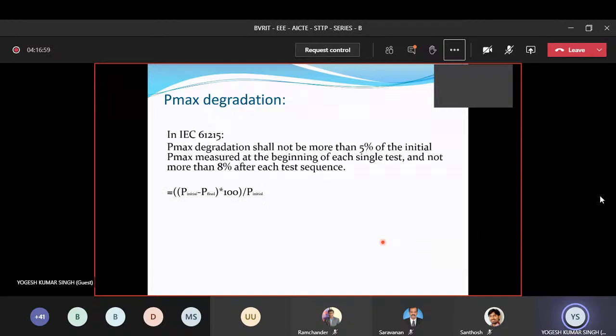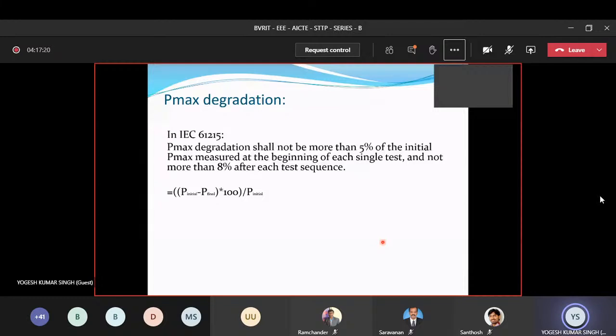Now how can you define the degradation value? You just take two values, one is the power on the initial basis and the other is the power on the final basis. So you take initial minus final, divide by P initial, multiply by 100, so you can find out the degradation of the module.